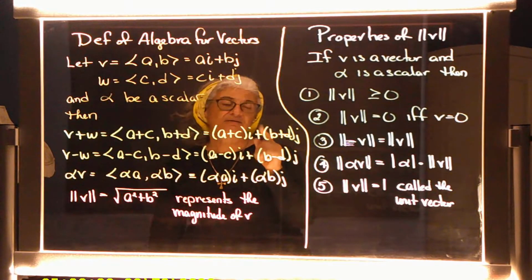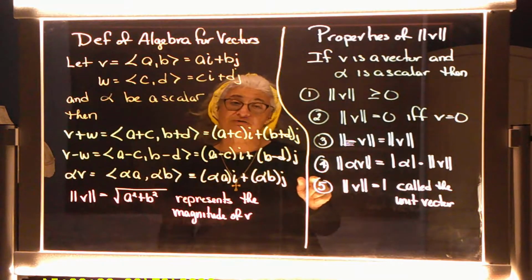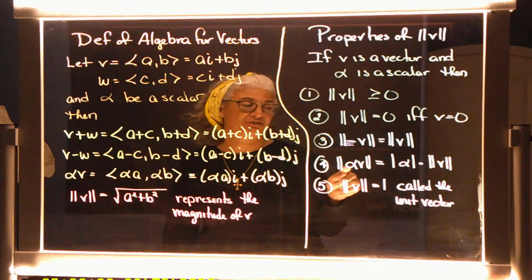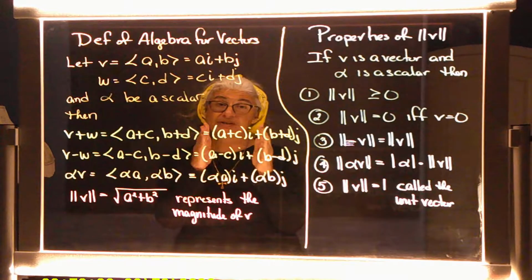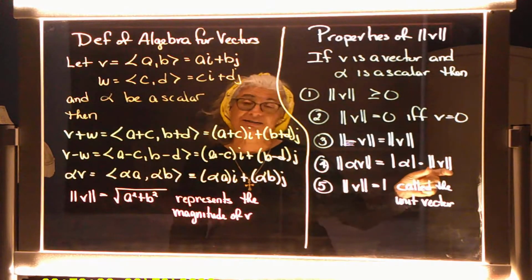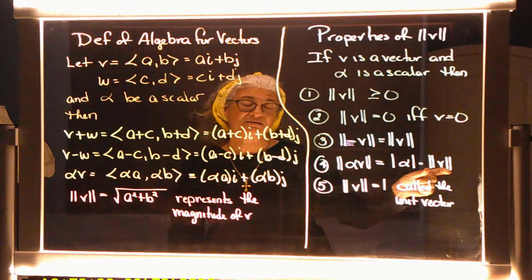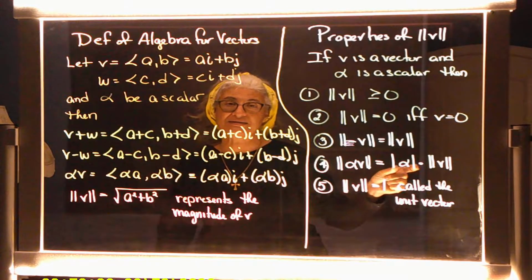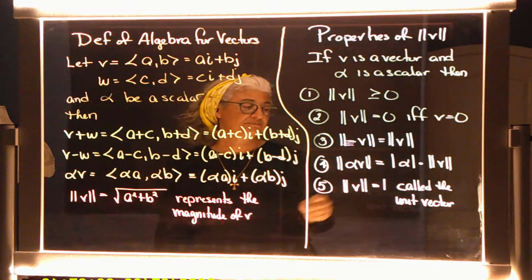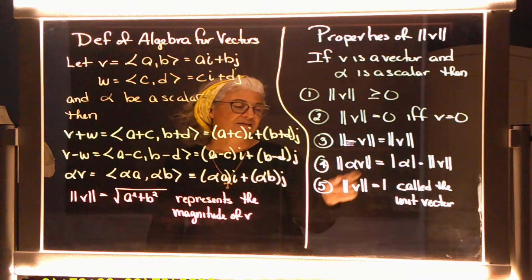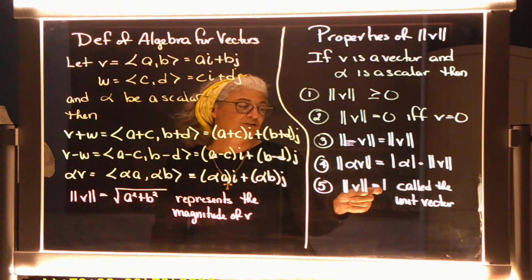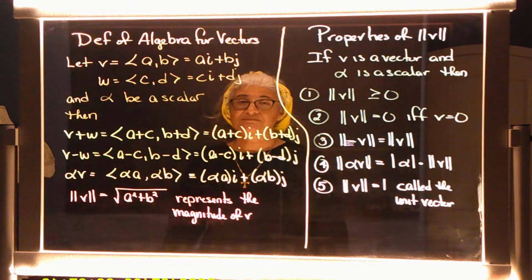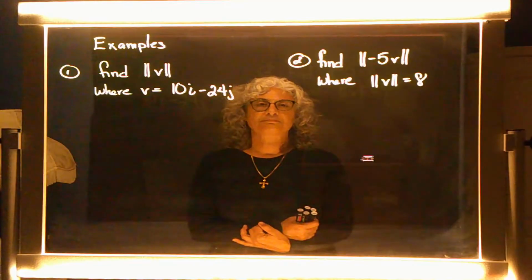Good? Okay. Property 4, if you're taking the magnitude of this scalar times v, it would be the same as taking the magnitude of vector v and multiplying it by the absolute value of that scalar number. And last but not least, if the magnitude of vector v equals 1, then this is called a unit vector. Cool? Okay, so hang in.